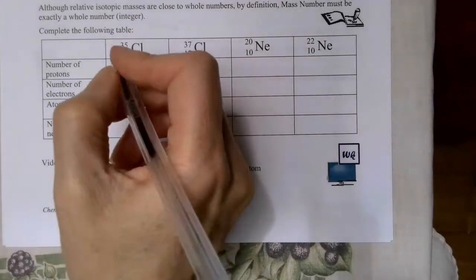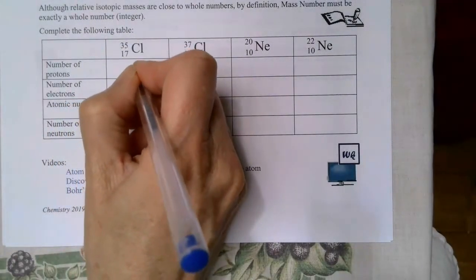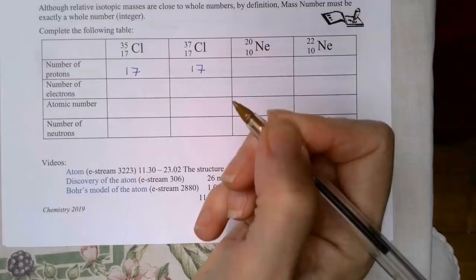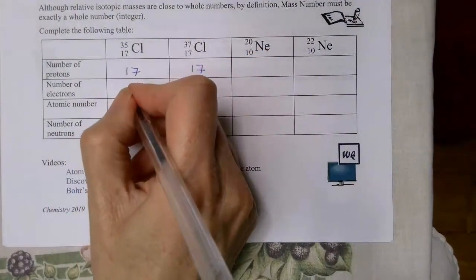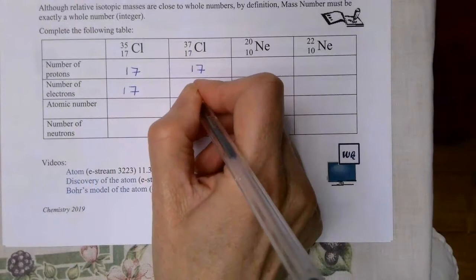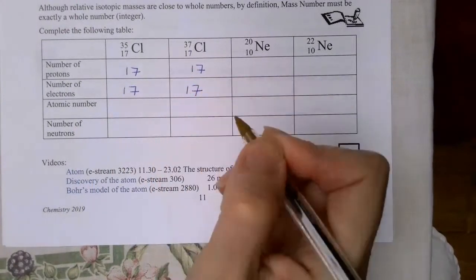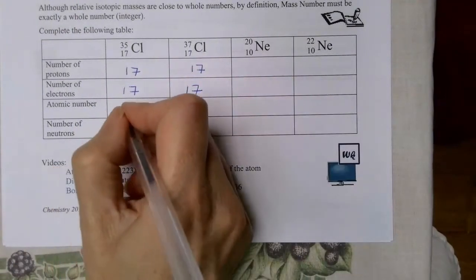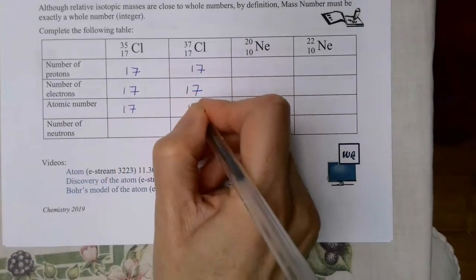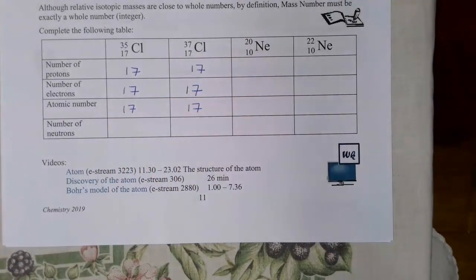So they both have the same number of protons because they're both chlorine. They both have the same number of electrons because they're atoms, not ions, and they both have the same atomic number because they're the same element.